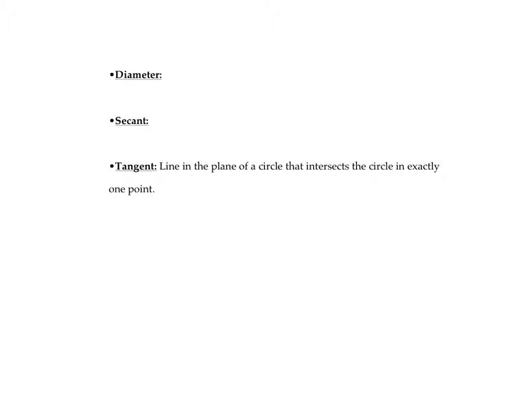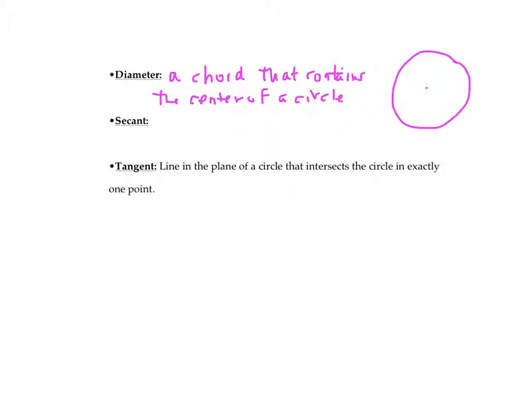A diameter is defined as a chord that contains the center of a circle. Another way of thinking about this is that a diameter is the longest possible chord. So if there's the center and we have chord AB and it goes through the center, it's a diameter.